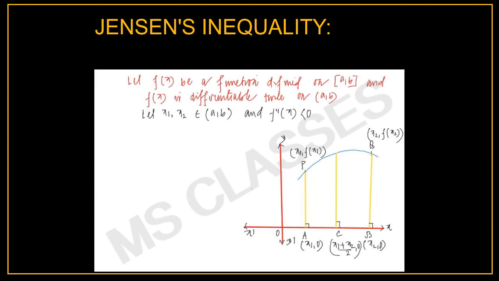Now automatically we will have a point here also, which will be f of (x1 + x2)/2. That is the height. The height of this one, RC length, is f of (x1 + x2)/2. And if you want to represent R, we can write this one as ((x1 + x2)/2, f((x1 + x2)/2)). That is the point R, the point on the curve. So this height is f of (x1 + x2)/2.